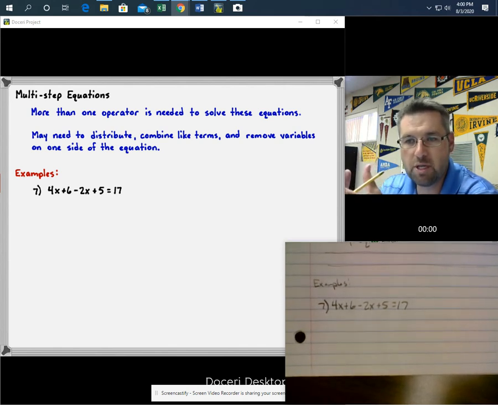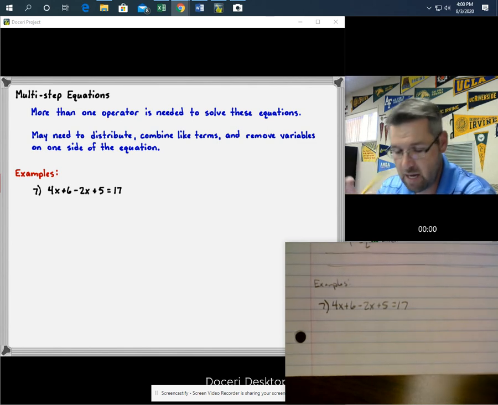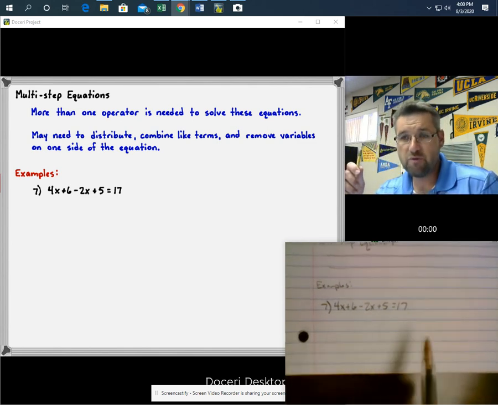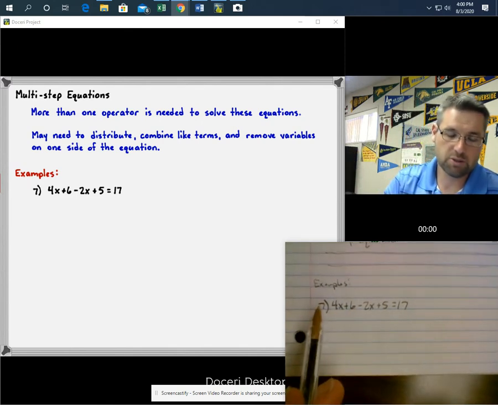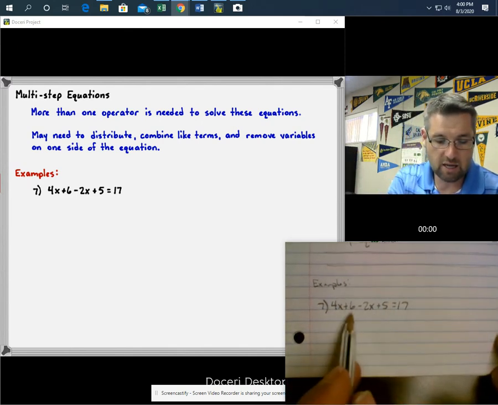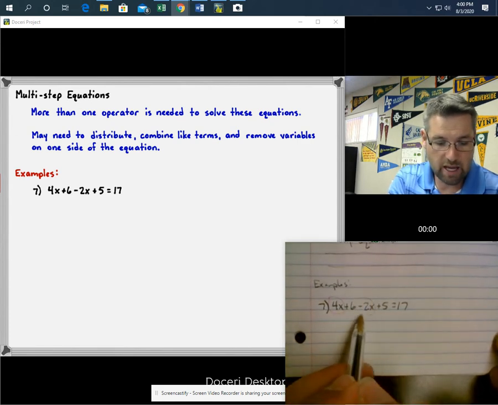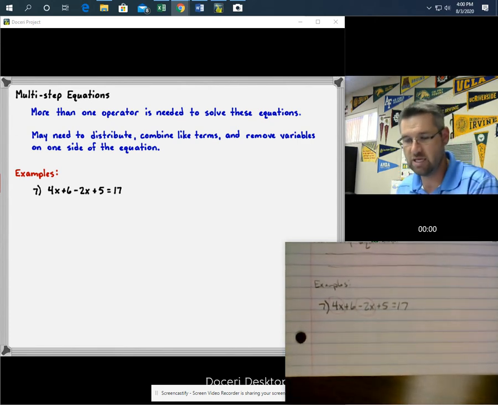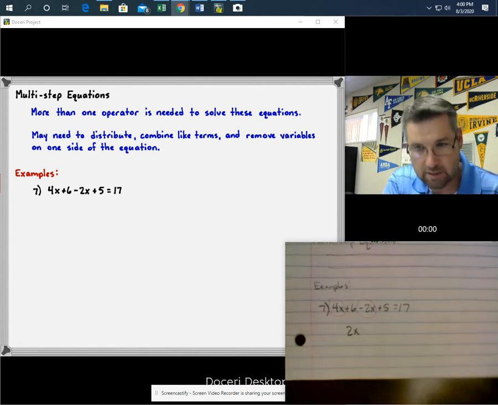Well, there's no distributing going on here because there's no parentheses. So the next thing we're going to do is combine like terms. So we don't want to move things from one side to the other. We don't want to cancel those things out. What we want to do is just anything on the left-hand side, we're going to try and put together. Well, the 4x and the negative 2x are like terms. They go together. So 4x and negative 2x is 2x.